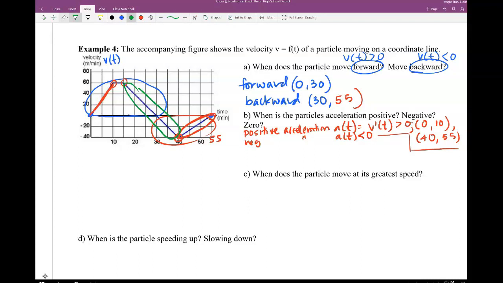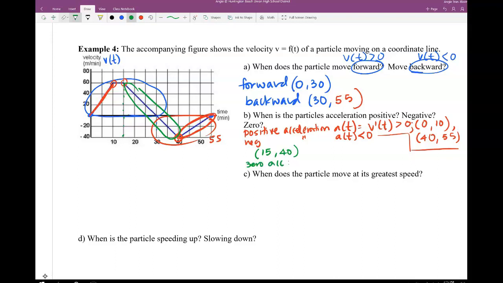Okay, so how should we write that? So negative, okay, from, looks like this is, what is that right there? 15? 15 all the way to 40, right? So that's negative slope. Then 0 acceleration.